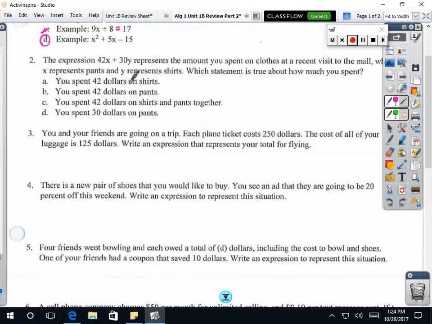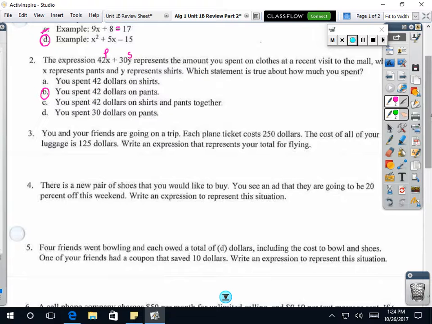So I had to go back, and I saw, okay, X represents pants, so above the X, I just wrote a small p, so I'll know that's $42 per pant. Y represents shirts, so I put an S right there, $30 per shirt. If you label them like that, when you're reading through the choices, it'll be a lot easier. You spent $42 on shirts? No. You spent $42 on pants? Yes, $42 per pair of pants, so B is correct.